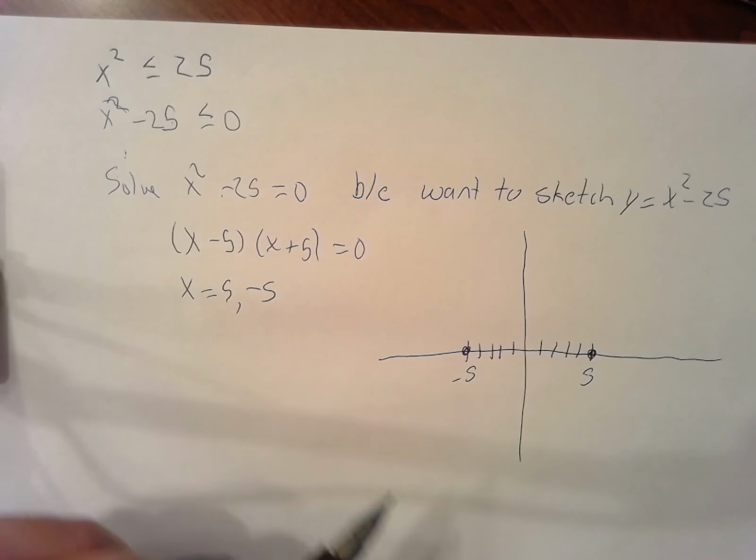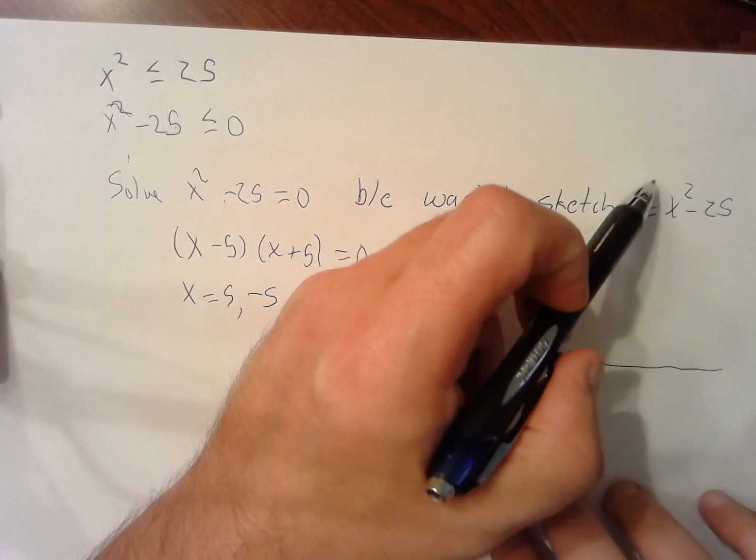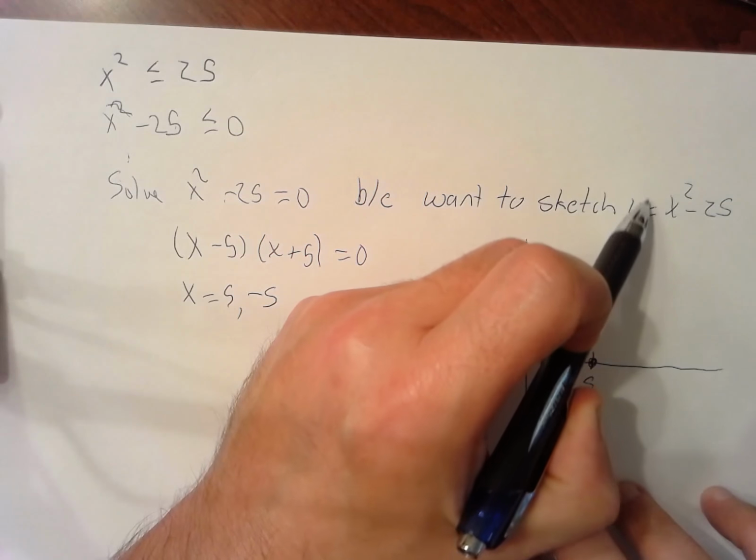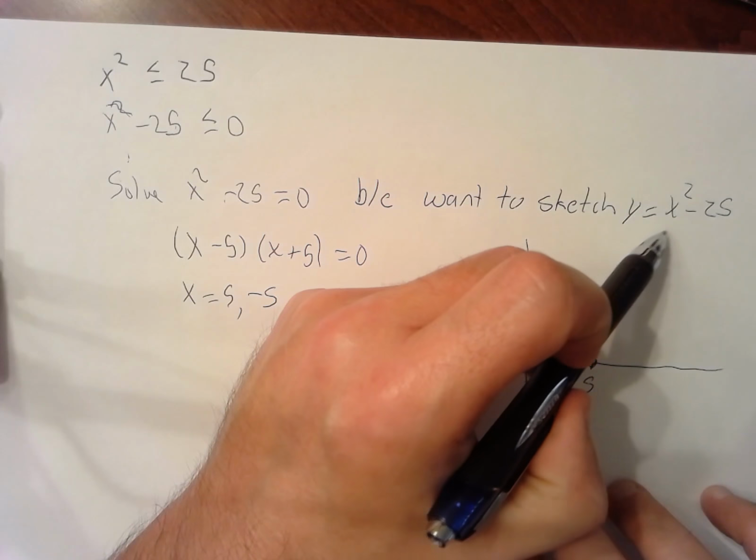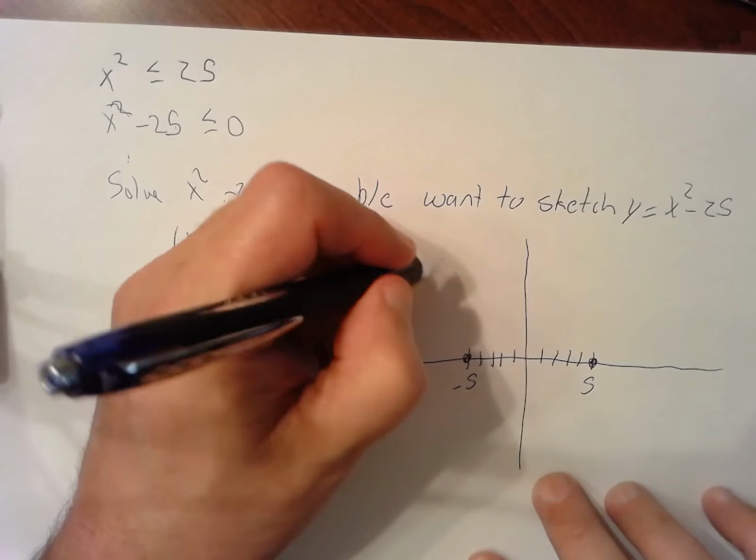Okay, now we can draw the graph. We are sketching this guy. Y equals x squared minus 25. A is positive, so the graph points up.